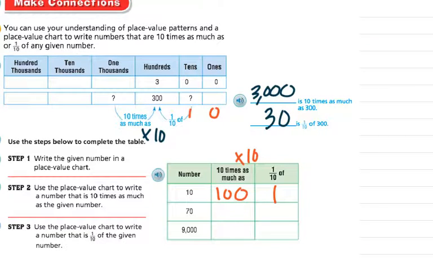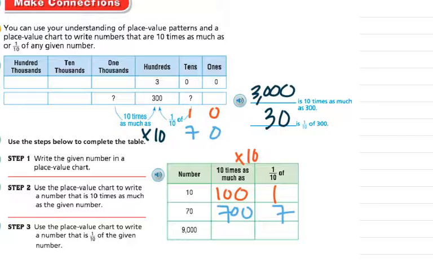Next, we have the number 70. So we have 70, the 7 in the tens place, 0 in the ones place. If we multiply that by 10, or we say 10 times as much, that number would become 700. However, if we multiply it by a 10th, we lose a place value and it becomes 7.